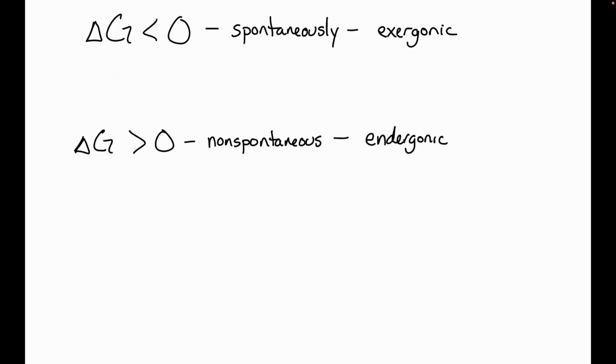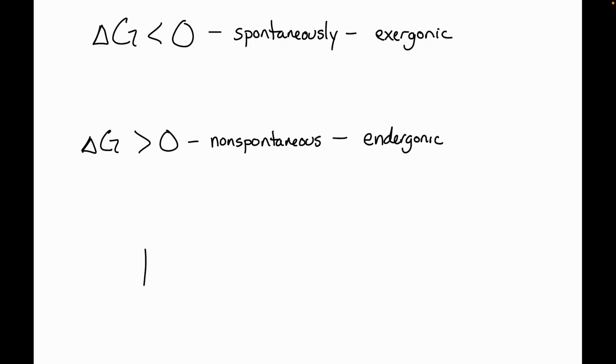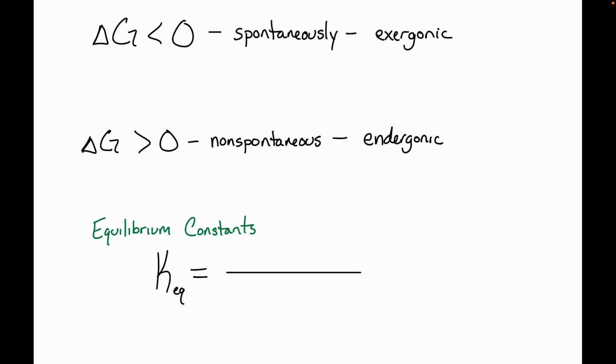Okay, and then just the last thing to review here. In Chem 1B, we spent a lot of time talking about equilibrium constants. When we build our equilibrium constants, what do we remember? What over what? No? Y'all really don't know? All right. Products over reactants. Yeah. Products over reactants.